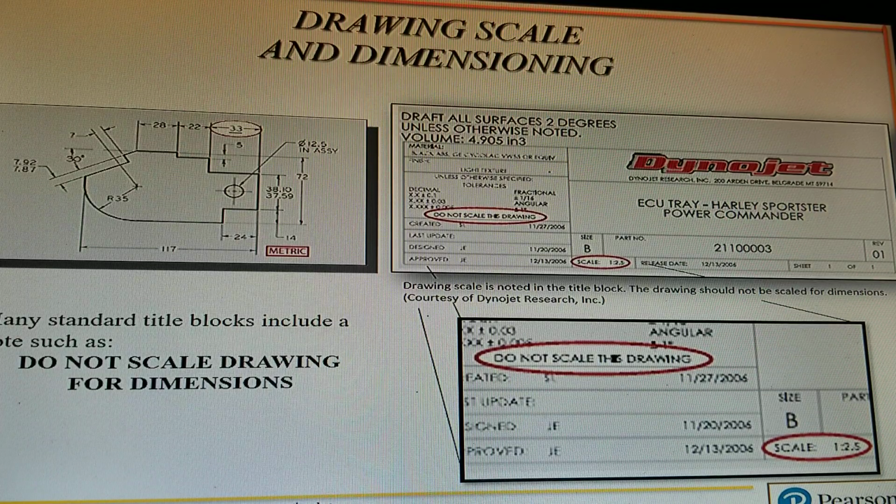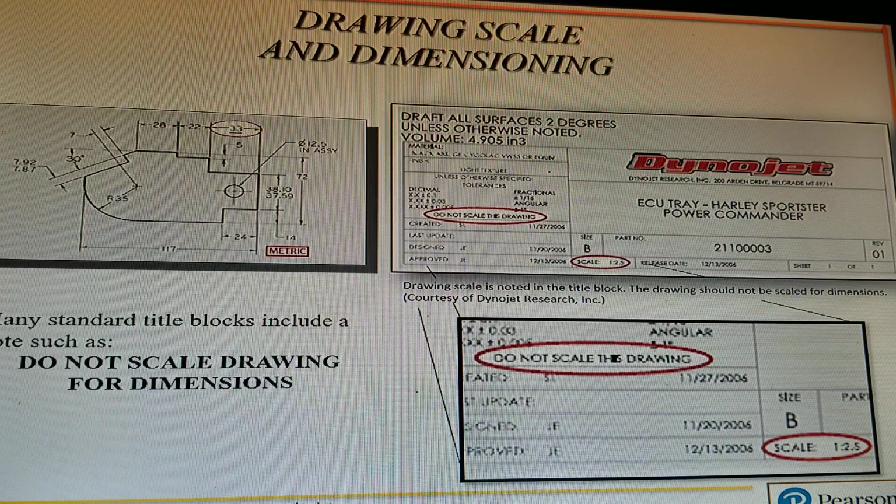Drawing scale and dimensioning. On the left there, it says many title blocks include a note such as do not scale drawing for dimensions. Technically, you're not supposed to use a scale to measure things on your drawing. Your drawing is supposed to have all the dimensions on it. It's supposed to be drawn properly and have enough dimensions that the reader doesn't have to do any measurements.